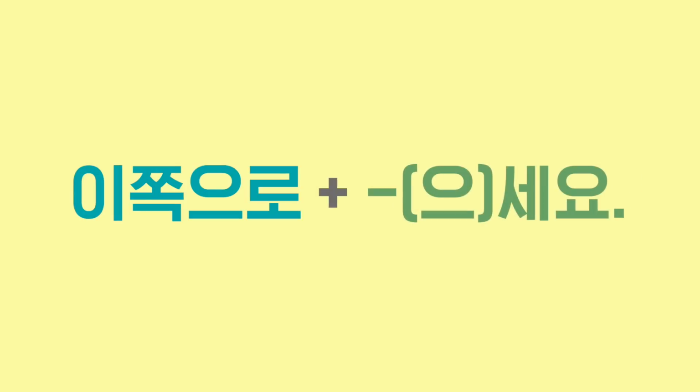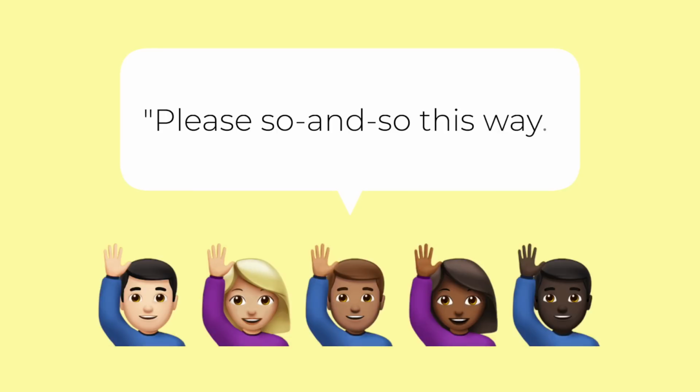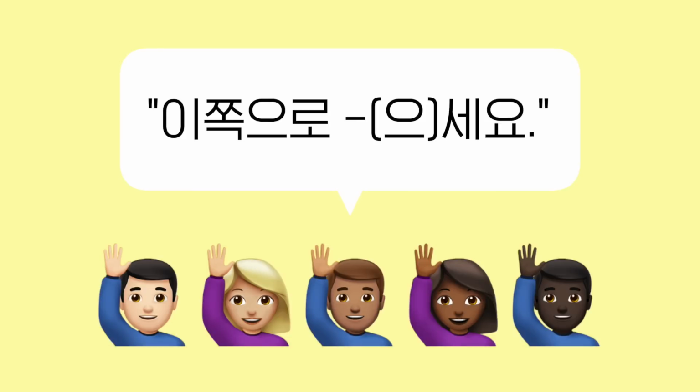세요 is added to the verb stem to tell someone to do an action. To say please so and so this way in Korean, you can say 이쪽으로 so and so 세요. Now, let's listen to the examples one more time and practice saying the 이쪽으로 so and so 세요 pattern.